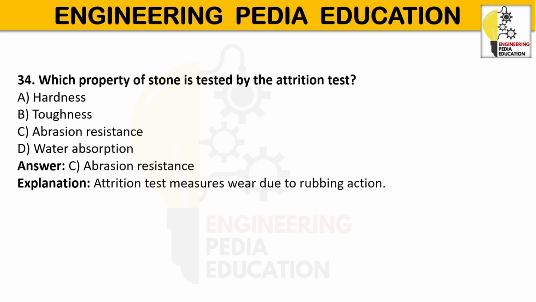The attrition test is used to determine the resistance of aggregate to wear due to rubbing and friction. Purpose: to assess the suitability of aggregate for road construction, to measure toughness against surface wear. Apparatus used: double attrition testing machine, steel ball, aggregate sample. The attrition test measures wear due to rubbing action. Result: a lower value means better aggregate quality, a higher attrition value means poor resistance to wear.